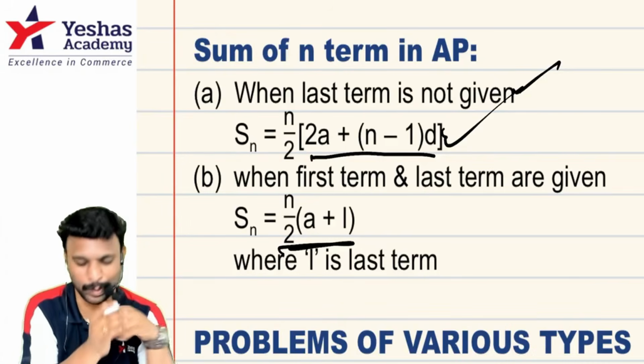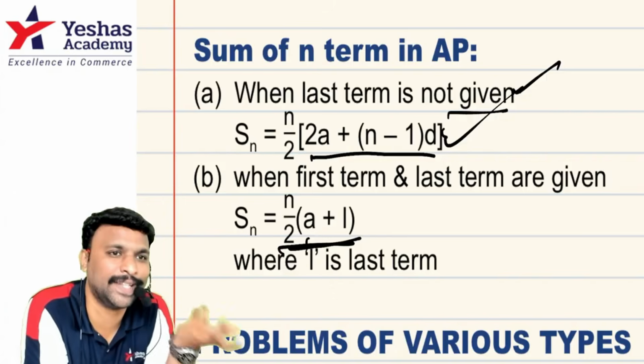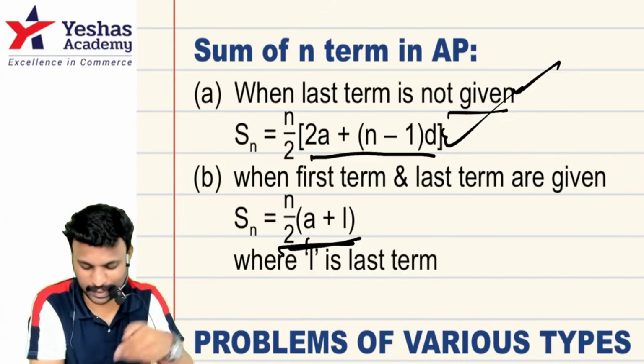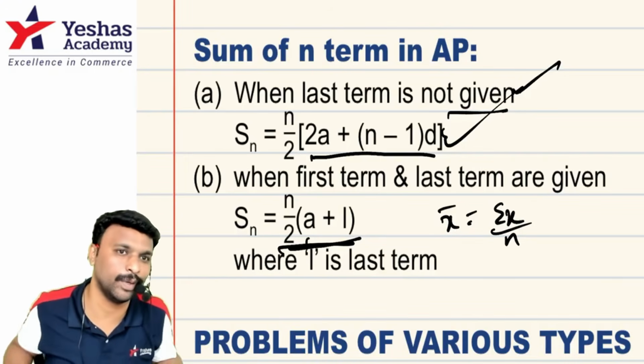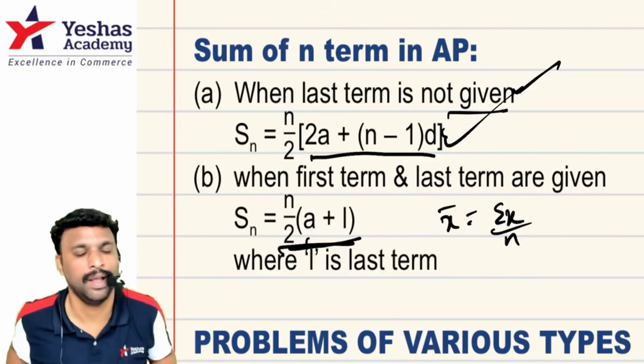The first formula is to be used when the last term is not given. The second formula is to be used when the last term is given. Have you understood? So both these formulas are obtained from what? The mean formula, arithmetic mean formula only. Have you understood? Say yes or no. Right.